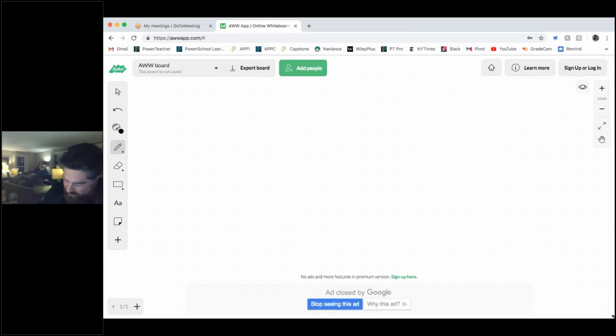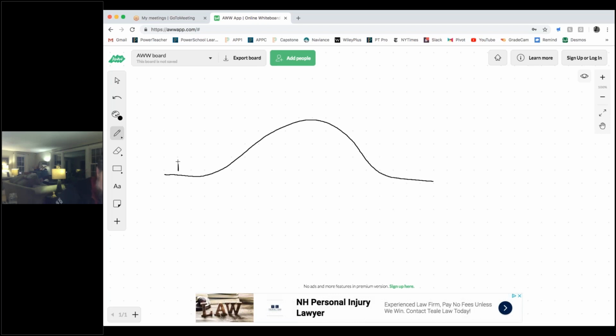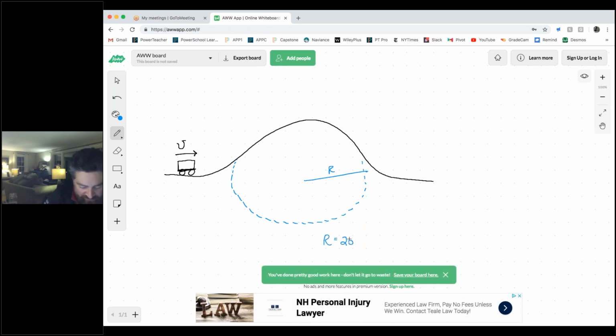So here is the whiteboard, and let's do a practice problem. And the practice problem will look like this. So we're going to have a car, and the car is going to be going to the right at a constant speed. And the car goes up a hill, and the hill has a radius of curvature. So this is part of a circle right here. And we'll say that the radius of curvature r is a known value. Let's make r equal to 25 meters.